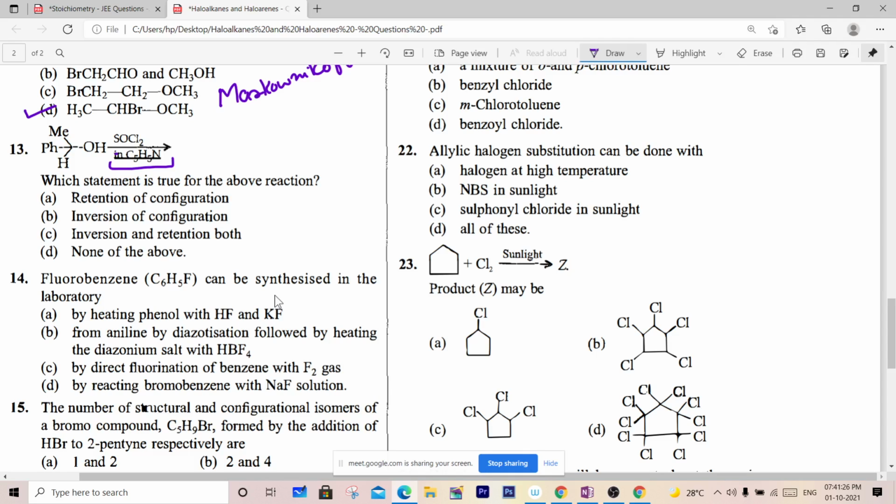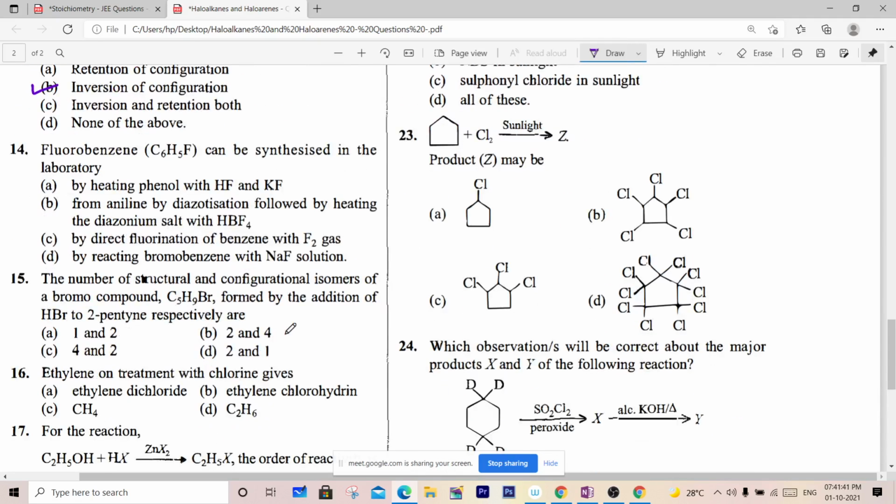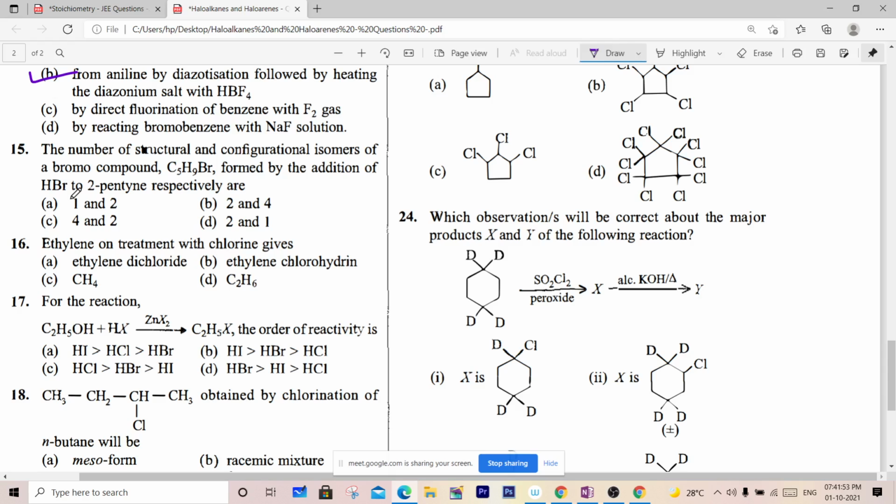This is a special case where it will go by the SN2 type of mechanism. It's an inversion of configuration. You can remember this. Okay, sir. 14th question. B. Yes, B. 15th question.